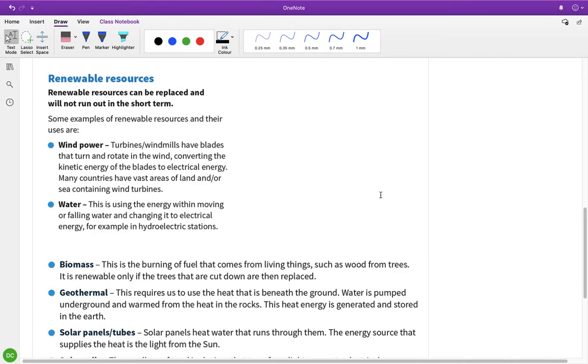And it's similar with this. It is only a renewable and a sustainable source of energy if, when they cut the trees down, they replace them. So at the very least, 1 for 1, but for the most part, that's not what they do. It's like a 3 for 1 or 5 for 1 kind of scenario.